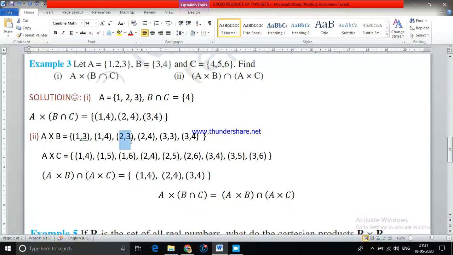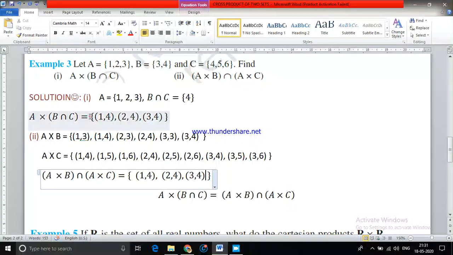Then I have (2, 3). Do you have (2, 3) in this set? No. My next element is (2, 4). Yes, here also (2, 4). So (2, 4) is a part of the intersection. Then you have (3, 3). Do you have (3, 3) here? No. So my last element is (3, 4). It is a part of this also. Hence, it is a part of the intersection.